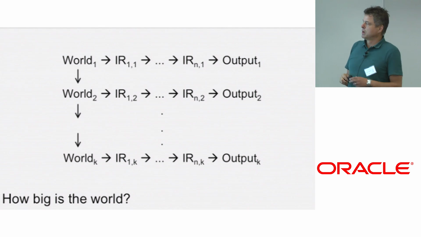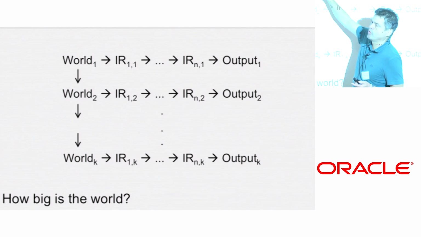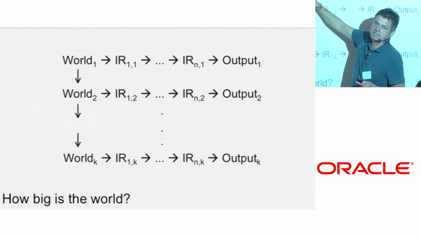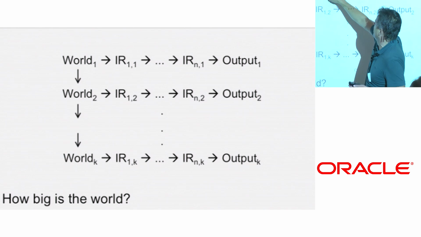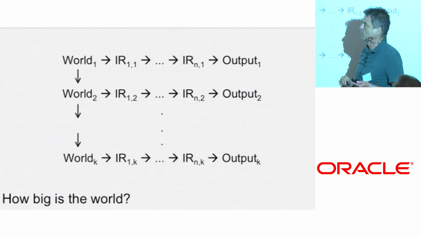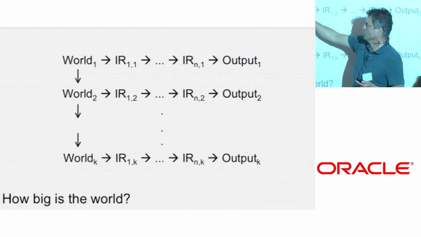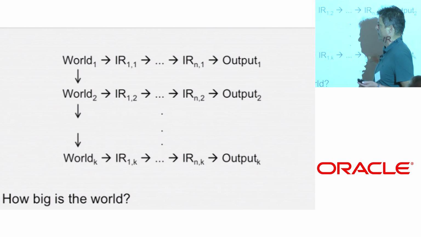The naive functional approach would be to say, let's pick all the functions in my world, all the classes, and compile them with all these intermediate representations, of which there can be many, and we get the output. And then if we have a delta in the world, so we have an edit, then we have a new world, and we do the same thing again.